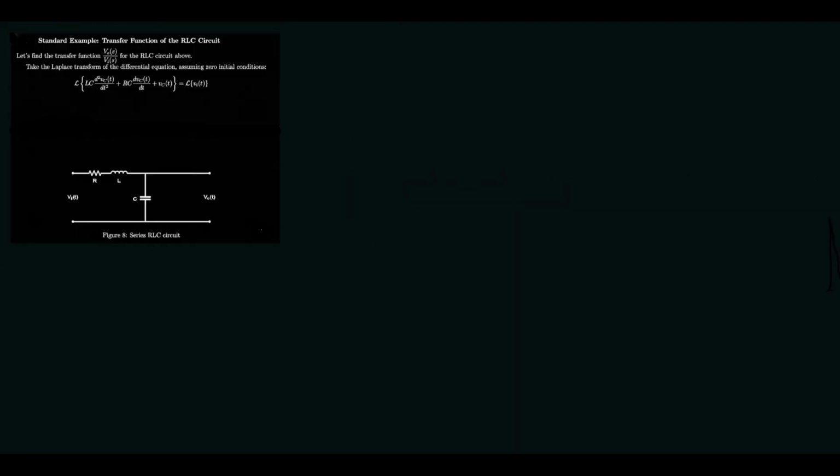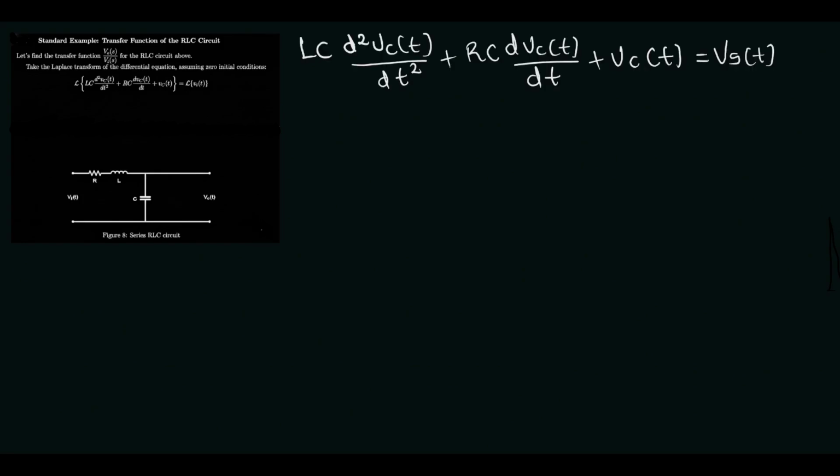We have another example right here. Find the transfer function of your Vout over Vin for the RLC circuit above. Take the Laplace transform of the differential equation, assuming zero initial condition. So let me write out the equation. Convert this to Laplace transform.